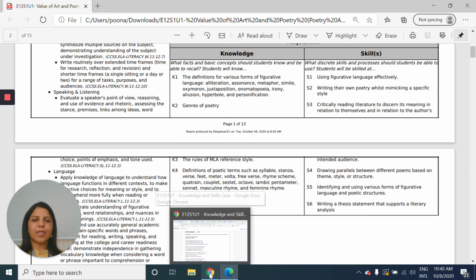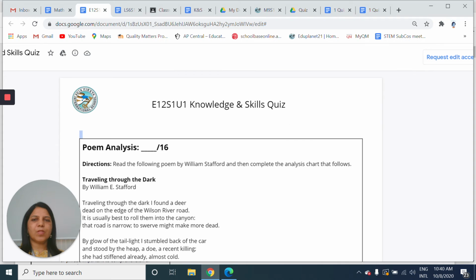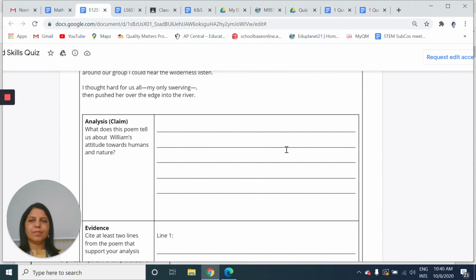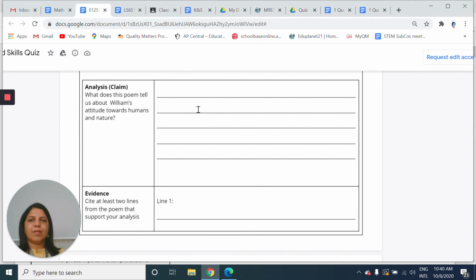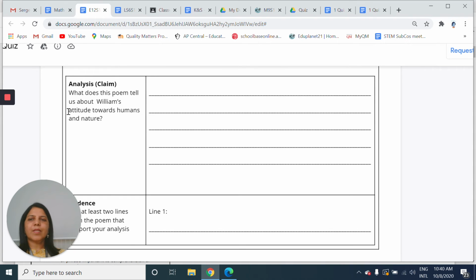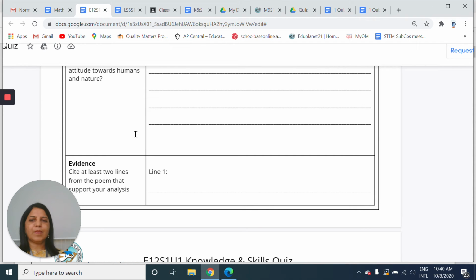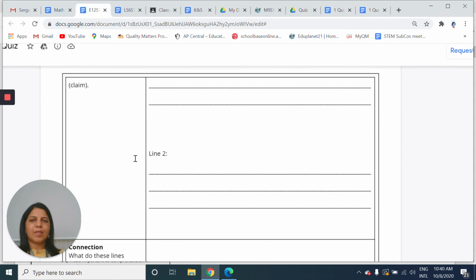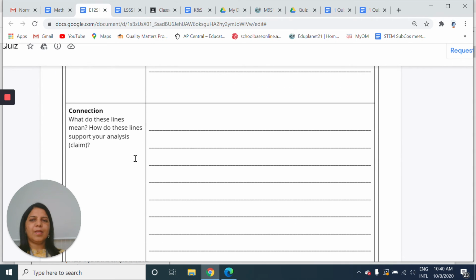Now let us have a look at the knowledge and skills quiz of this unit. The student is supposed to read the poem and complete the analysis chart. Then he has to analyze: what does this tell you about the attitude towards humans and nature? Cite 2 lines that support your analysis. So, justifying the claim, then what do these lines mean and how do they support your analysis?